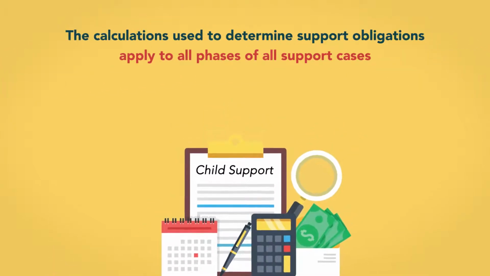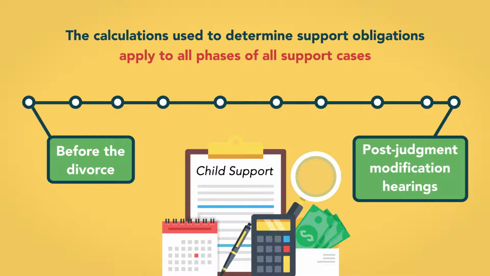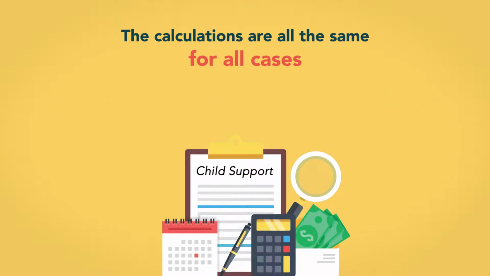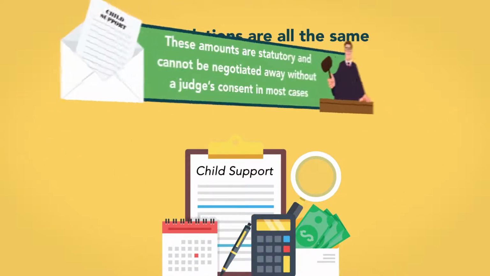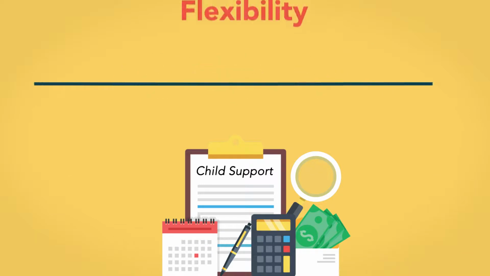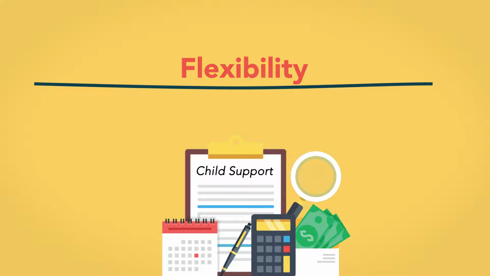Note that the calculations used to determine support obligations apply to all phases of all support cases, including before the divorce, post-judgment modification hearings, and cases in which the parents were never married. The calculations are all the same for all cases. These amounts are statutory and cannot be negotiated away without a judge's consent in most cases. But they also allow for a certain amount of flexibility in determining what figures go into the calculations.